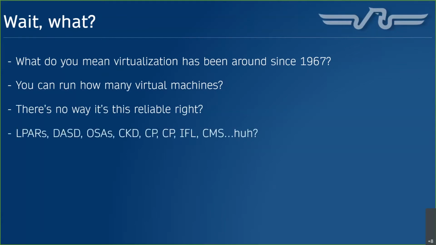And I started hearing all these acronyms: LPARs, DASD, OSAs, CKD. So I've got CP there twice. That's not a mistake, because, of course, there's the control program under VM. But then also general purpose engines get called CPs as well. So I was really confused. What's an IFL? CMS, isn't that a content management system? I was really, really confused by a lot of these things.